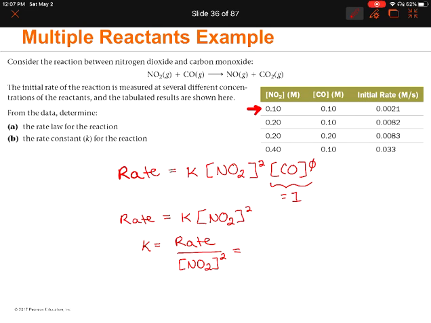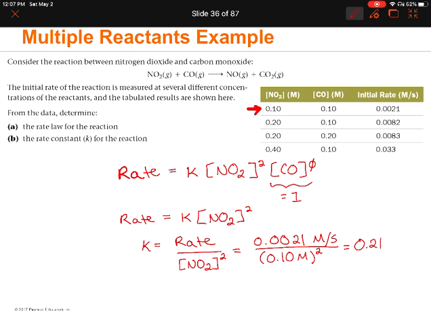So let's just plug in the rate, which was 0.0021 moles per liter per second. And then we'll divide that by the concentration of NO2, which was 0.1 moles per liter squared. And then if we plug that into our calculator, we should find a value of 0.21.